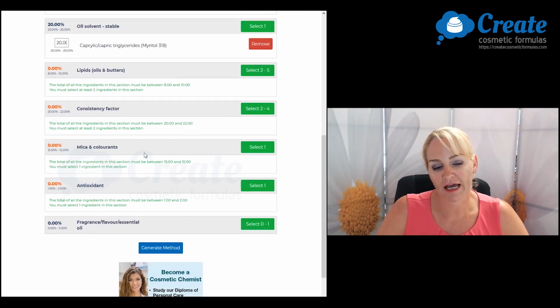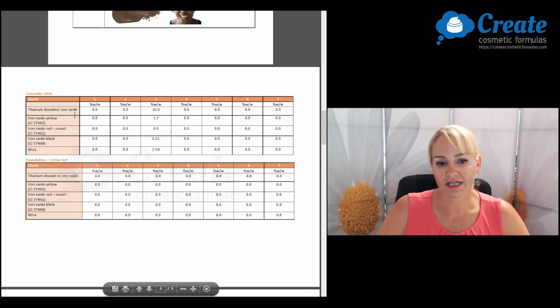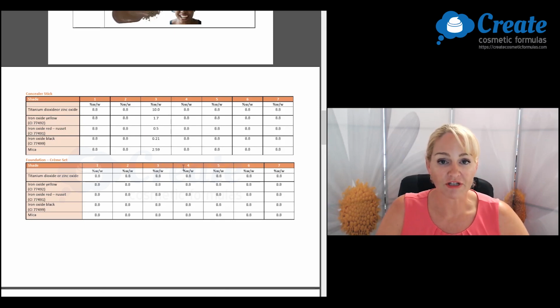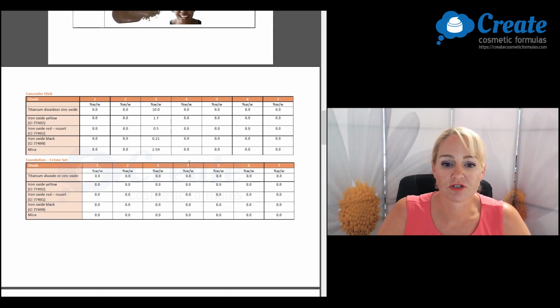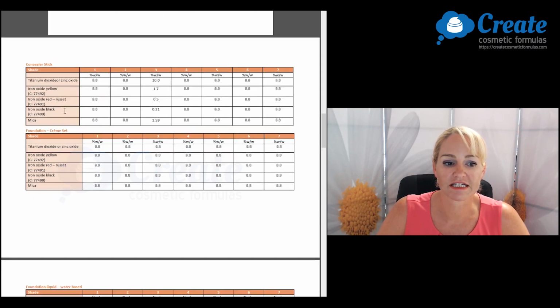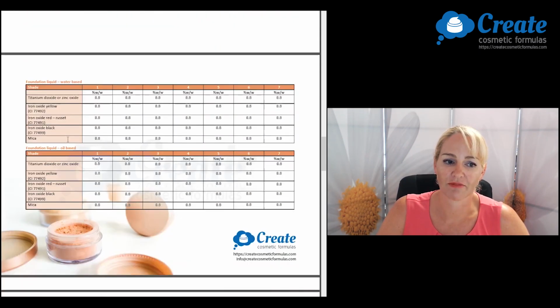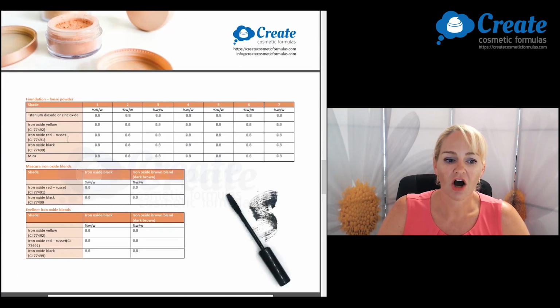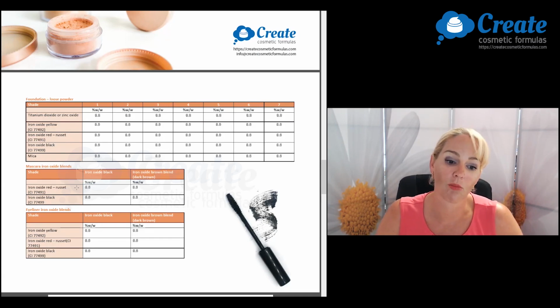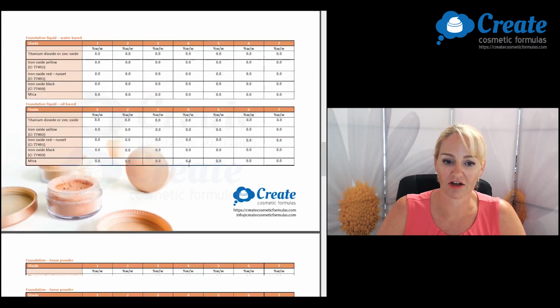Now this mica and colorants feature for your different skin tones is written out in a nice table form that's very easily readable once you've subscribed with us for the concealer stick and all the different type of foundations. I also have iron oxide blends to create black or brown mascara and eyeliner.